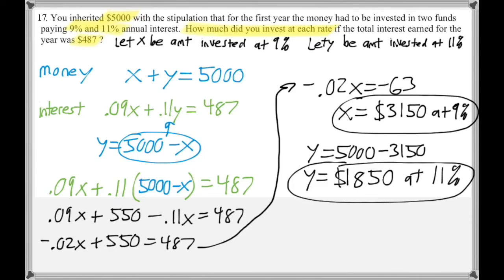So always kind of check your work. You shouldn't usually get negative dollars. The two need to add up to be 5,000 because that's what this problem said. And it should work in both equations. So these will be our answers. Again, make sure to label your answers as well.